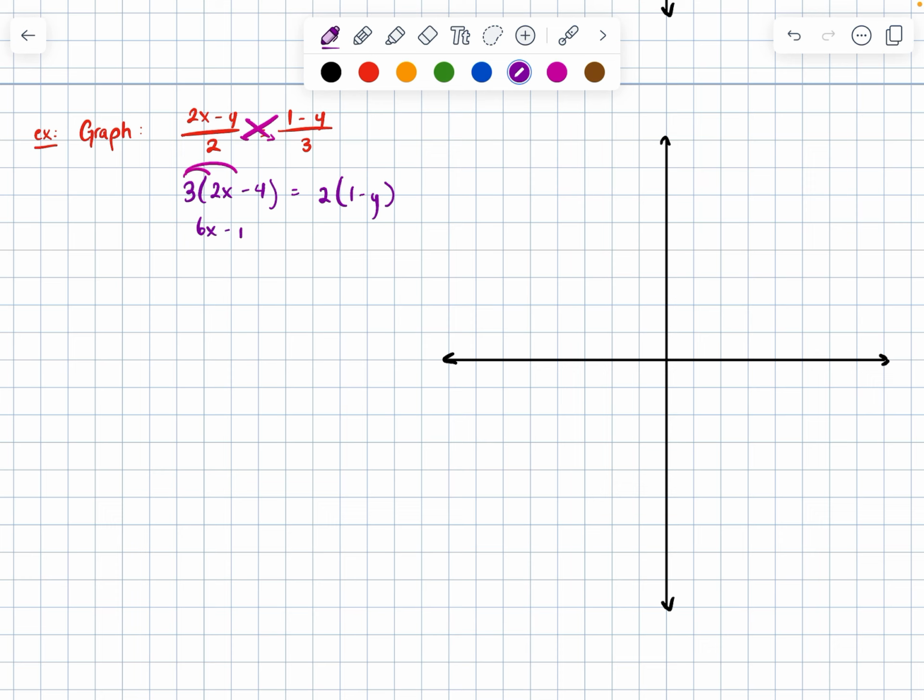So 3 times 2x minus y, well, I can use the distributive property to simplify this. This guy is 6x minus 3y. And then on the right side, 2 times 1 minus y, well, that gives me 2 minus 2y.